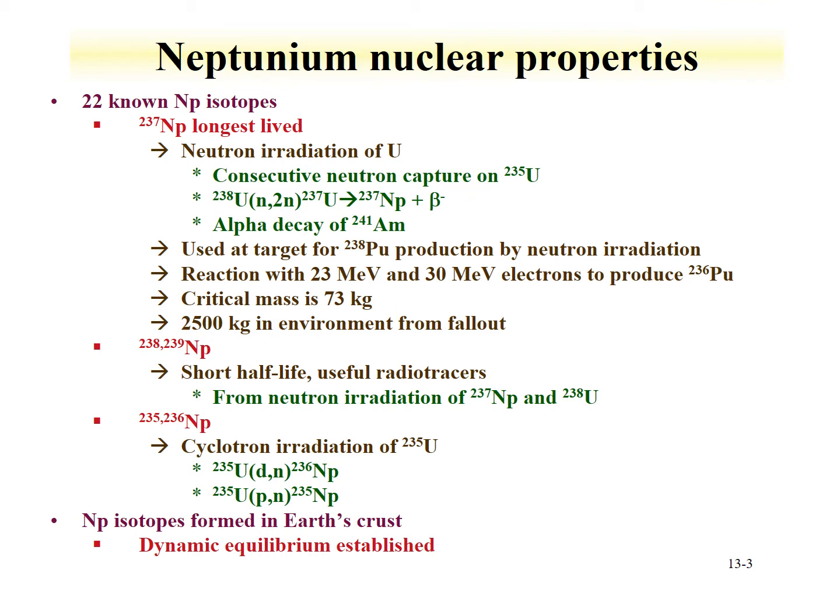Neptunium has 22 known isotopes. The longest lived is the Neptunium-237 isotope, which can be produced two ways in the nuclear fuel cycle. One is consecutive capture on uranium-235. Uranium-235 captures a neutron, as instead of fissioning, in a smaller percentage of the time, it'll capture and make uranium-236. The uranium-236 is also long-lived, and it can capture a neutron and create uranium-237, which then beta decays to Neptunium-237. There's also this n,2n reaction on uranium-238, creating the uranium-237, which then beta decays to Neptunium-237.